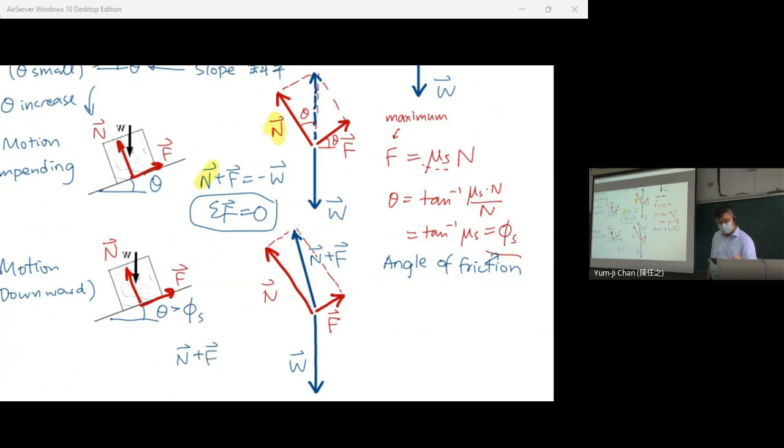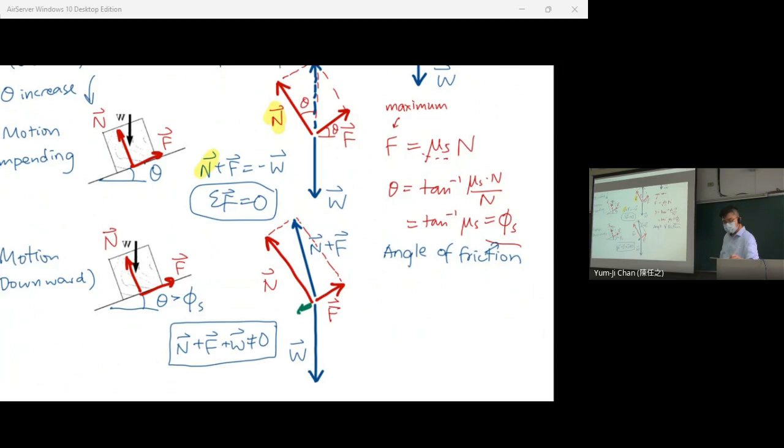N plus F plus W is not equal to 0, right? So it has a small summation F here, so it is going downward. If it goes downwards, it means summation F is not equal to 0. So in this case, the reaction force N and friction F, when they add together, are going in this direction. Now, I think you can imagine what's happening here.